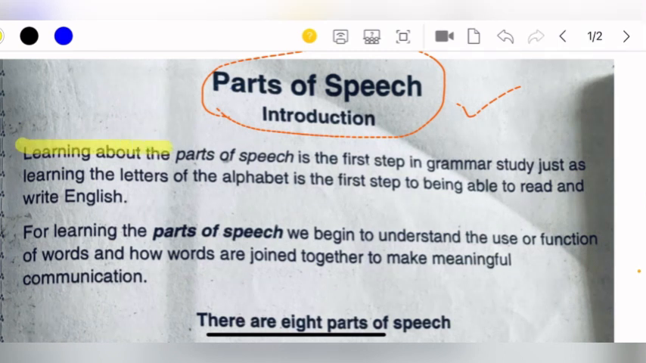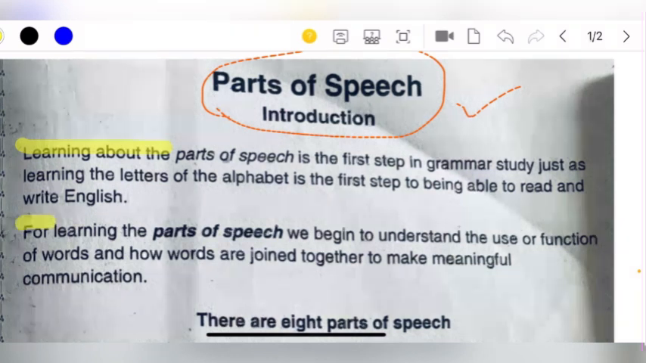Learning about the parts of speech is the first step in grammar study, just as learning the letters of the alphabet is the first step to being able to read and write English. So it is going to play a very vital role in English grammar, and particularly in our speaking process, which we are going to improve in particular.